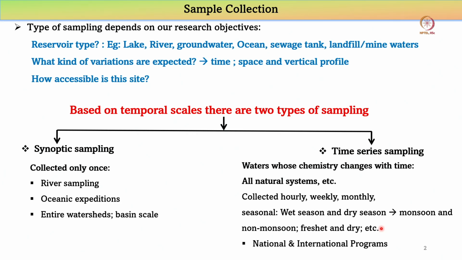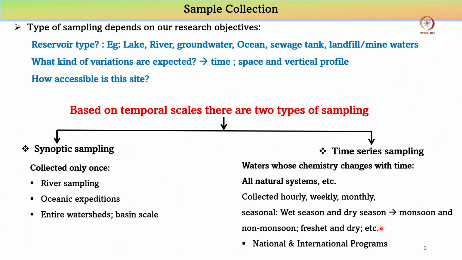What you're trying to see, if it's a daily data set, you're trying to check weekly, you're trying to see something which is seasonal. So it depends on what you want to do, depends on the research objective. All natural systems, specifically water systems, aquatic systems, have a certain pattern, right? A certain kind of seasonal pattern, and day and night diurnal patterns are also there. So therefore, we go for time series sampling, right?